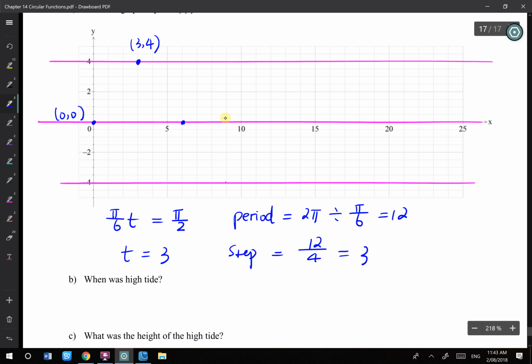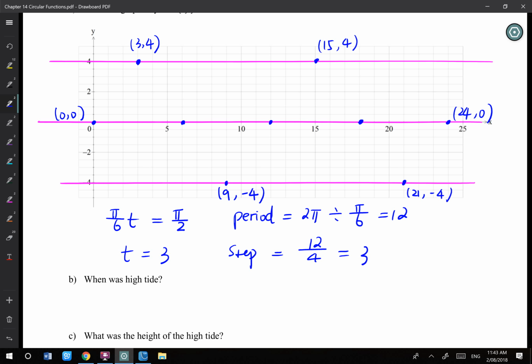We have 9, -4, and the next one will be 12, 0, then 15, 4, plus another 3 is 18. 18 plus 3 is 21, get the minimum. 21 plus 3 is 24. We reach the end point of the domain. So that's all the points I have on the graph.